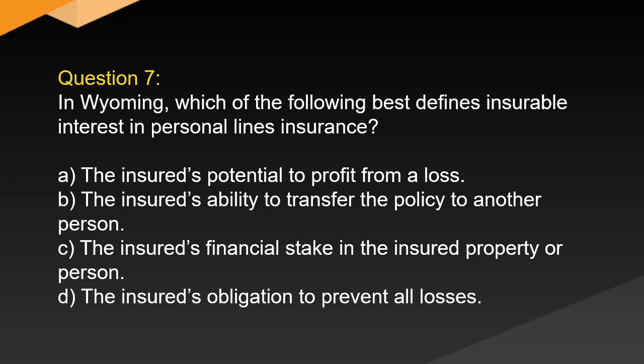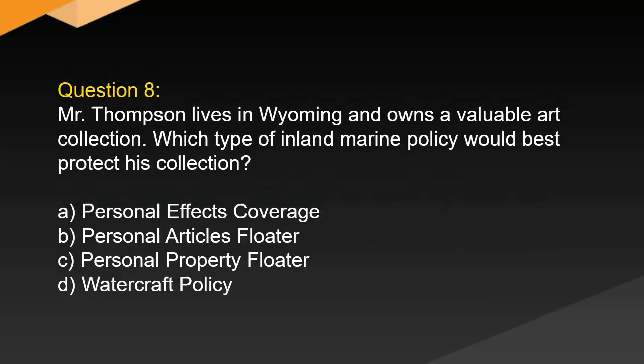Question 7. In Wyoming, which of the following best defines insurable interest in personal lines insurance? A. The insured's potential to profit from a loss. B. The insured's ability to transfer the policy to another person. C. The insured's financial stake in the insured property or person. D. The insured's obligation to prevent all losses.